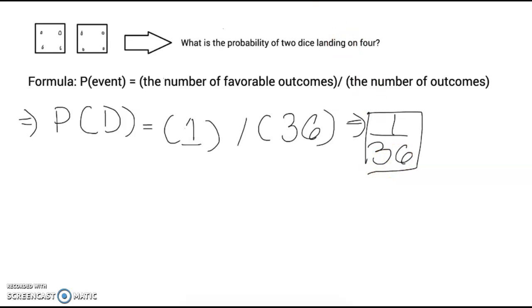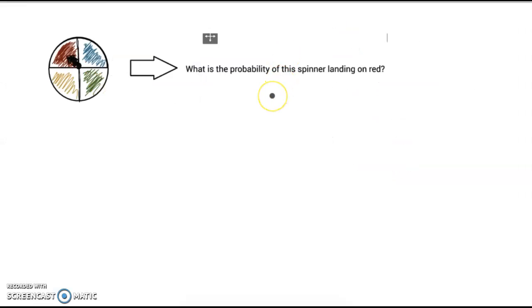Let's move to the next problem. What is the probability of the spinner landing on red? Now, you can pause the video again and try to find the answer yourself. Great. To solve this problem, we'll use the same formula. P of the event is equal to the number of favorable outcomes divided by the number of outcomes.